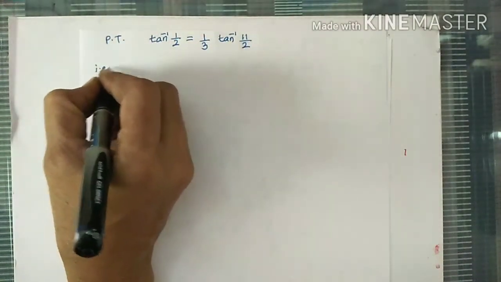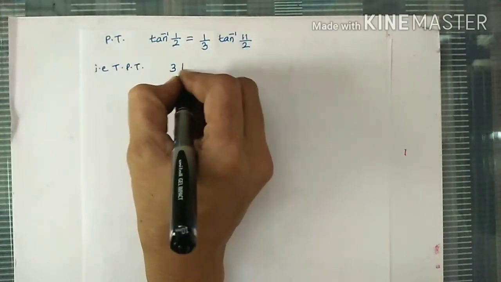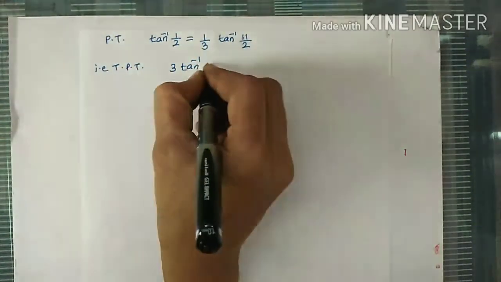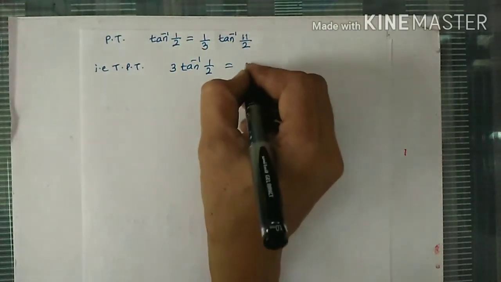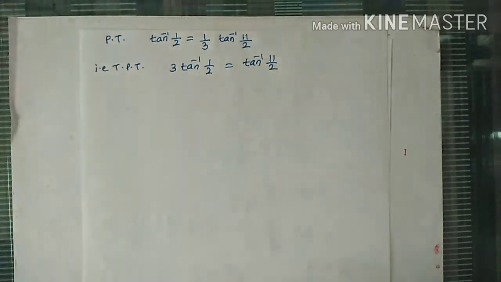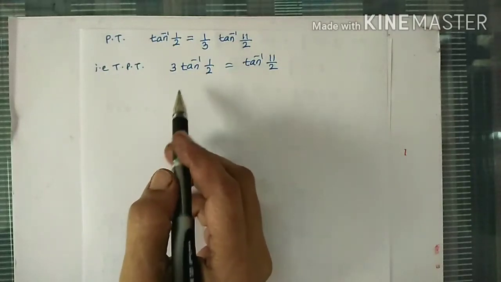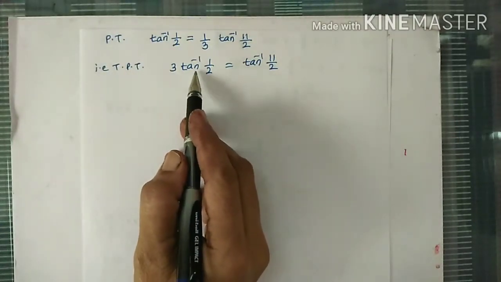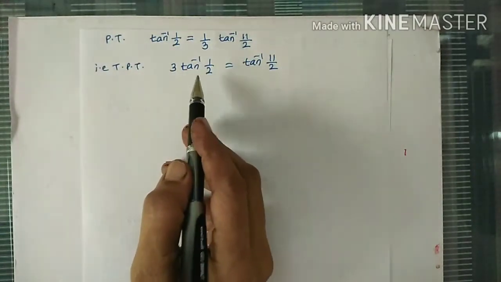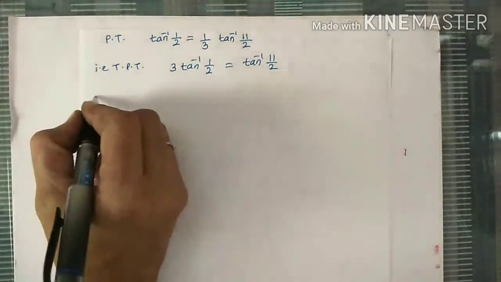So that is to prove that 3 tan inverse of 1 by 2 equals tan inverse of 11 by 2. Now multiplying by 3, we get on the left hand side 3 tan inverse of half. We can write this term as tan inverse half plus tan inverse half plus tan inverse half, to use the property of tan inverse x plus tan inverse y.